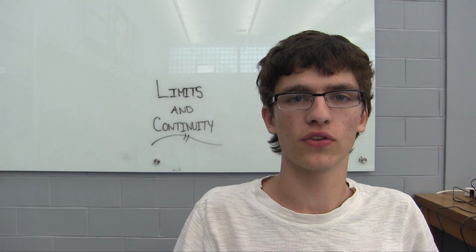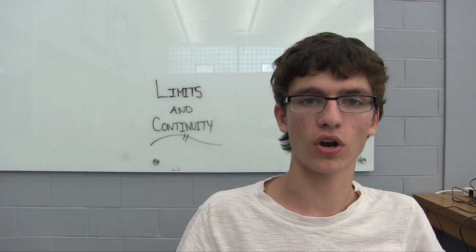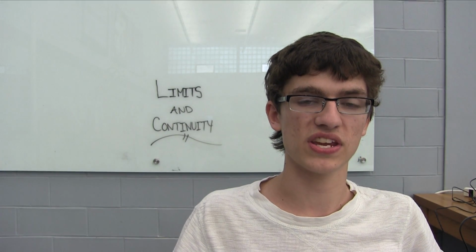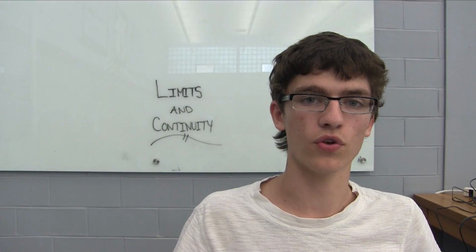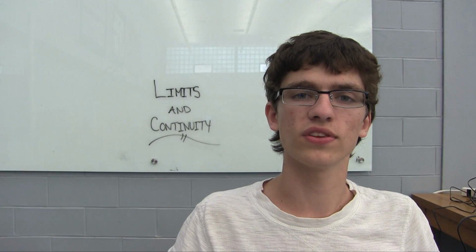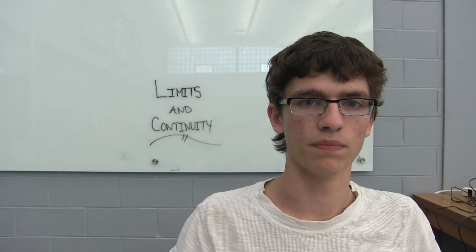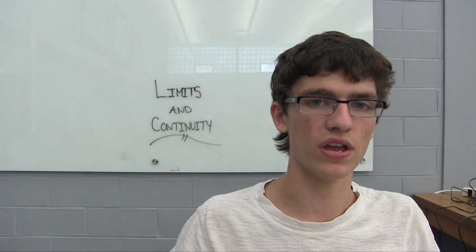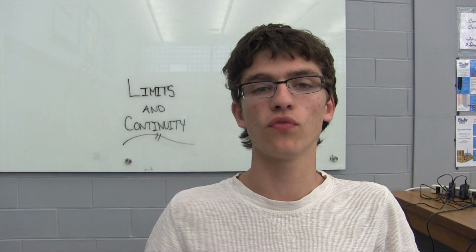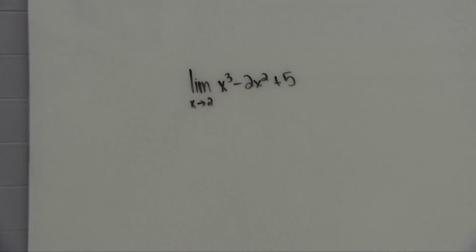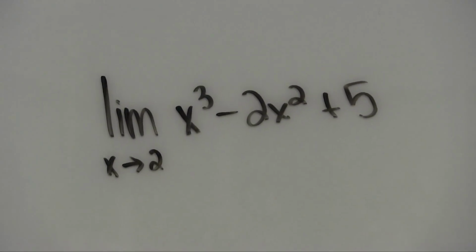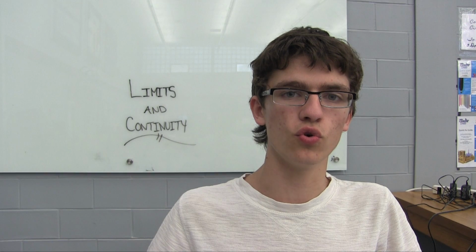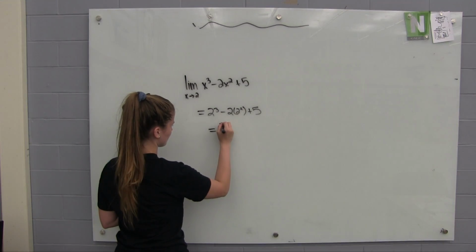Now for another rule about limits. If f of x is a polynomial function and c is any real number, then the limit as x approaches c of f of x equals f of c, the y value at that point. Essentially what this says is that if you're given a polynomial function and you're asked to find the limit at a point, all you have to do is plug this value into the function and you'll have your limit. So for example, find the limit as x approaches 2 of x to the third minus 2x squared plus 5. In order to do this, all you have to do is plug 2 into this function. Upon doing this, you should get 5.